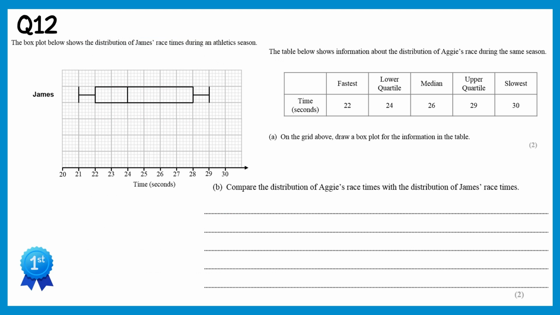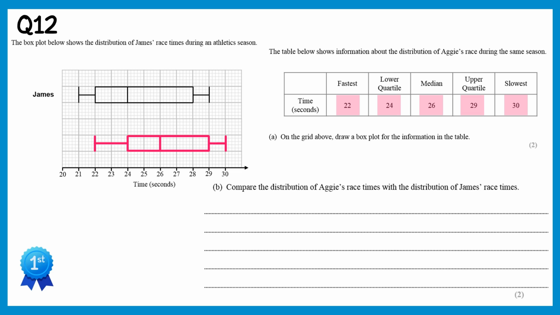To draw a box plot of this information, we take each of the numbers in the table and draw a vertical line. So we have the fastest at 22, the lower quartile at 24, the median at 26, the upper quartile at 29, and the slowest one was 30. We can then connect up the lower and upper quartiles to form the box, and then if we connect in these lines, you've completed the box plot.